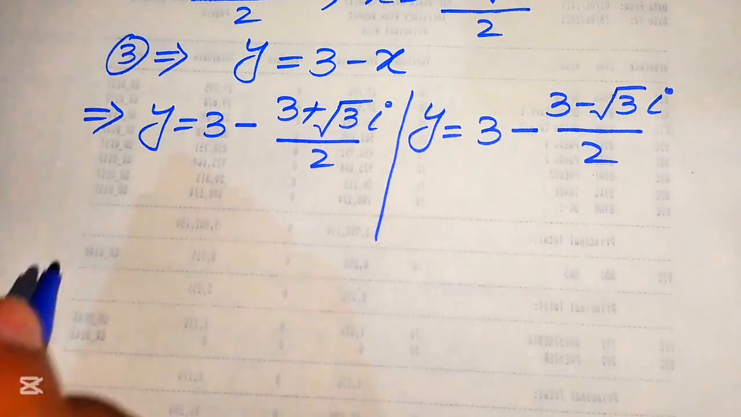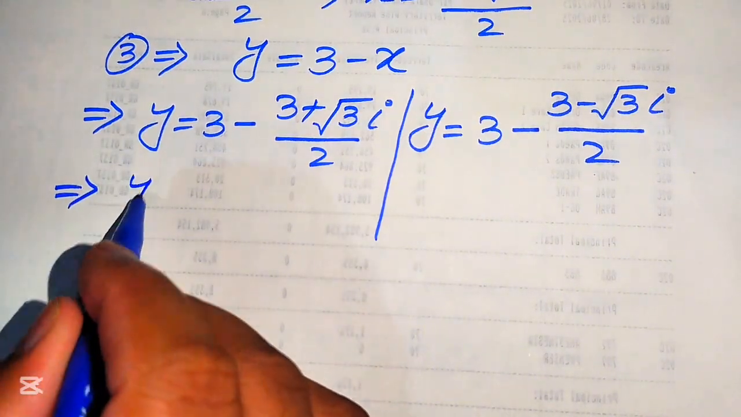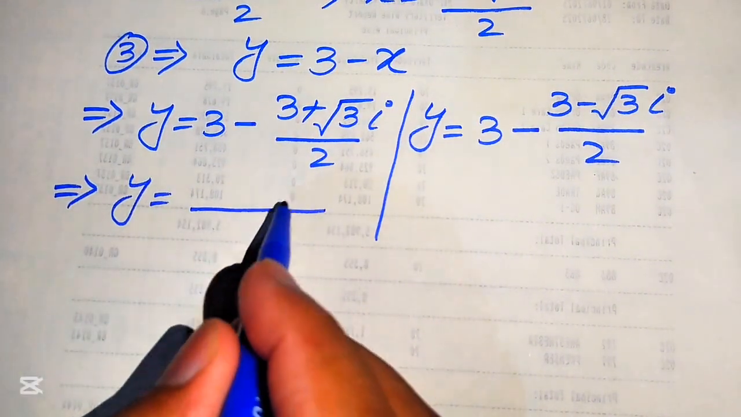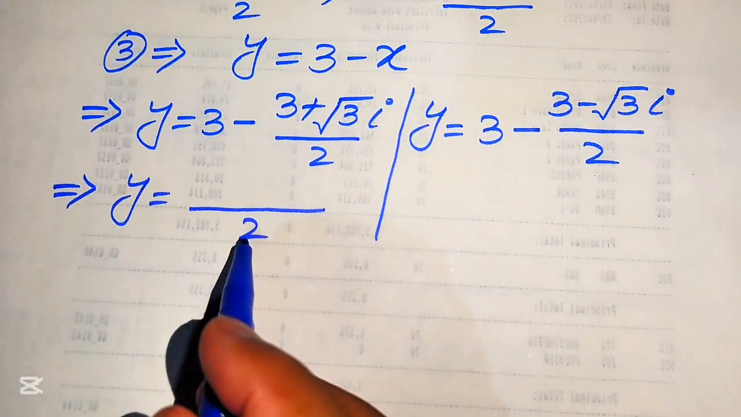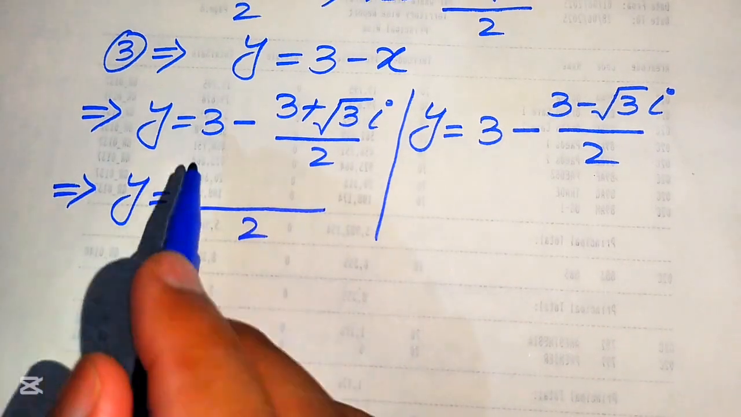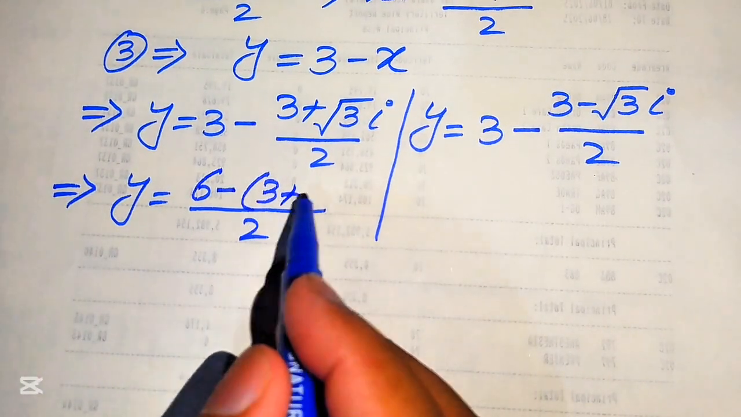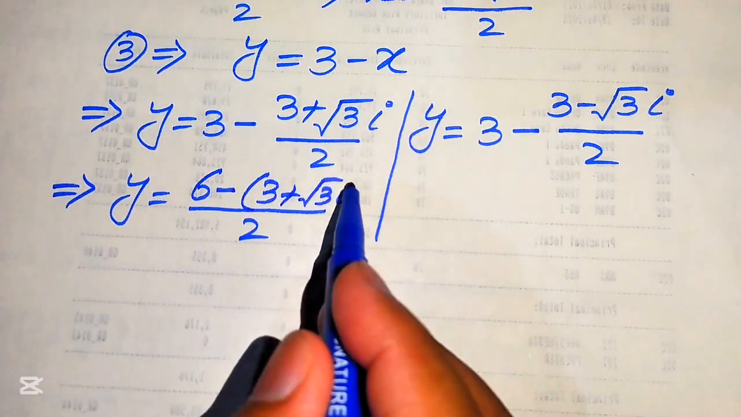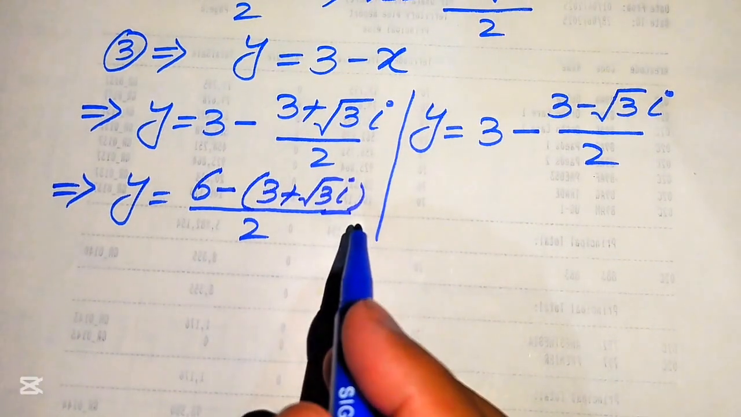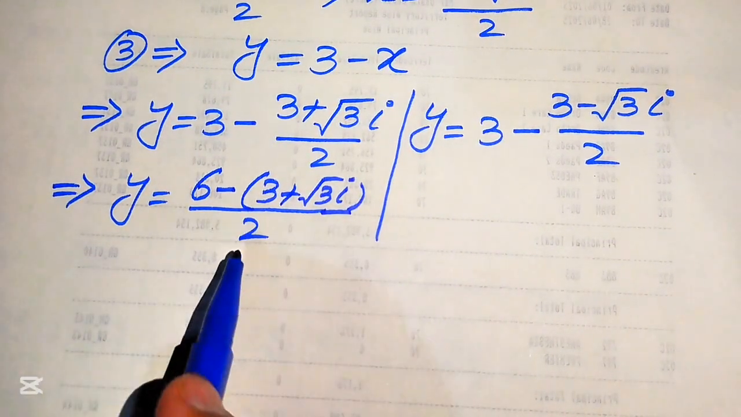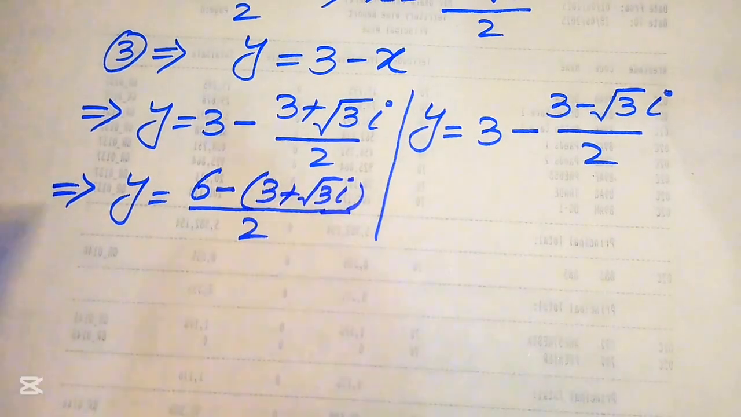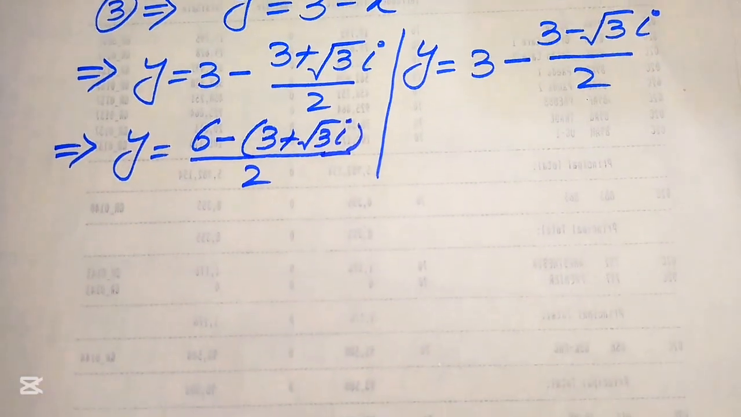And now in the next step we need more simplifications, and it will be written as y equals, here we need to take the LCM of this term, and you see here this is 2 times 3 becomes 6, minus, we can write the above value here, it is (3 + √3 i). First we can solve this case, and after that we can solve this case. Okay, we can solve these two cases separately.